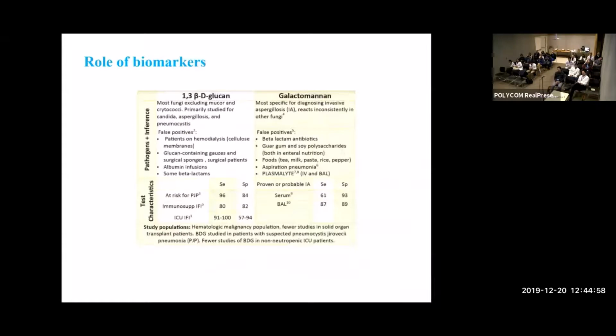And then here we have a chart comparing beta-D-glucan and galactomannan. I know some people have trouble differentiating these tests. I think in the lecture on fungal infections, we'll have more details about it. We don't want to spend too much time here.